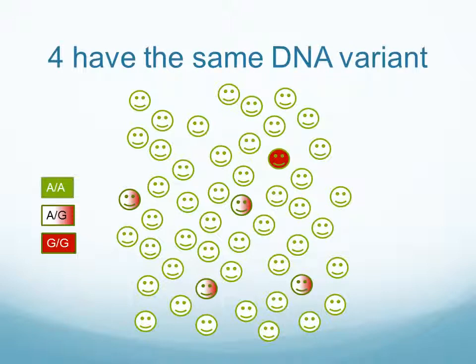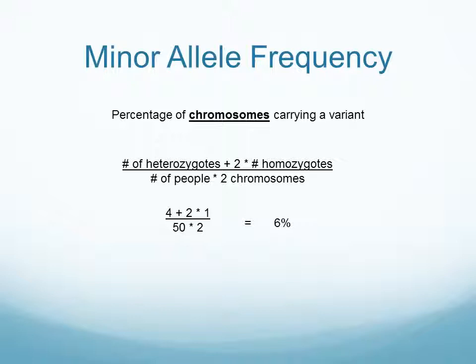The results of my genotyping experiments have revealed that 4 of these 50 people are heterozygous AG, and 1 of them is homozygous GG. The remaining 44 people are homozygous reference AA. The minor allele frequency is calculated as the percentage of chromosomes in a population that carries the variant. To do this, you add the number of heterozygotes to 2 times the number of homozygotes and divide by the number of chromosomes. In our example, this works out to a minor allele frequency of 6%.